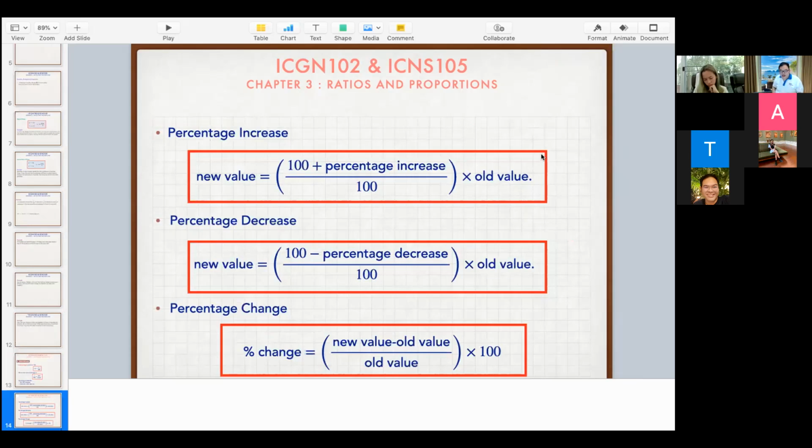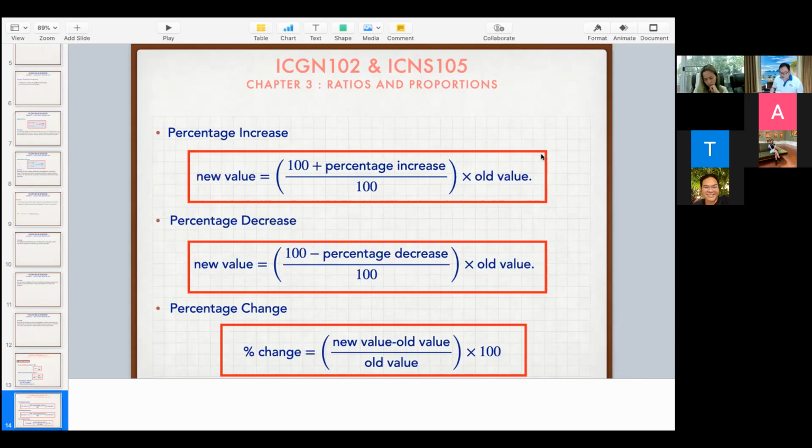Sometimes you might be asked for the percentage increase. For example, normally the price is 10, but right now the price has changed. We want to know how many percent the price increased. That is percentage increase. Percentage decrease is the other way around. For example, if yesterday's price was 80 baht and today's price is 70 baht, we would like to know how many percent the price decreased.